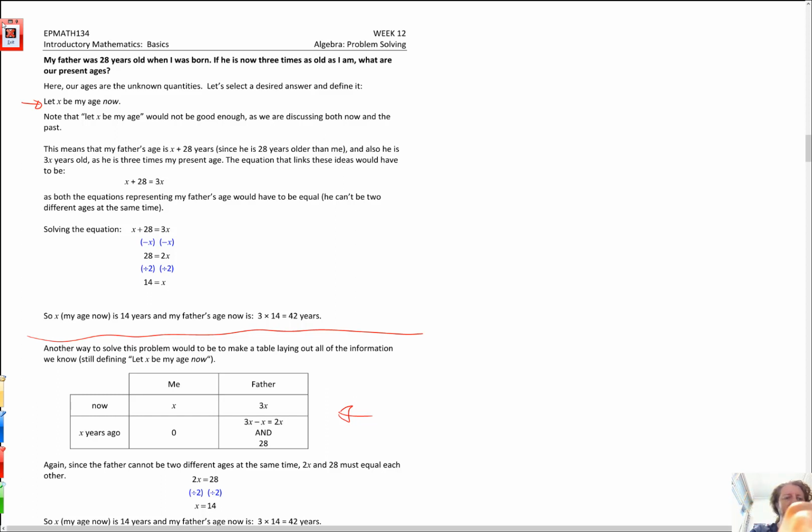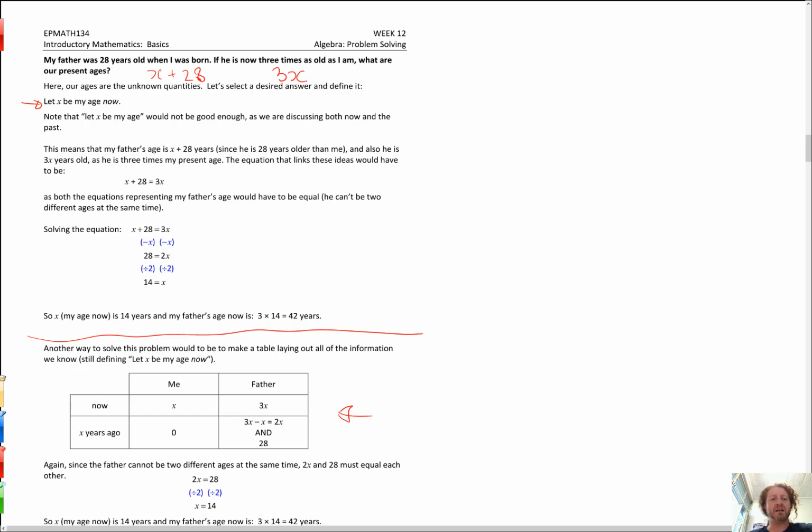So right now, I'm x, and my dad's age is x plus 28, because he's 28 years older than me. When I was 0, as in I was born, this statement tells me that whatever age I am, Dad is always 28 years older than me. That's not going to change. So Dad is now x plus 28. I can also say he is now 3 times as old as I am. Dad is also 3 times my age.